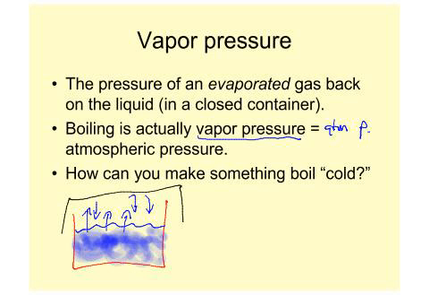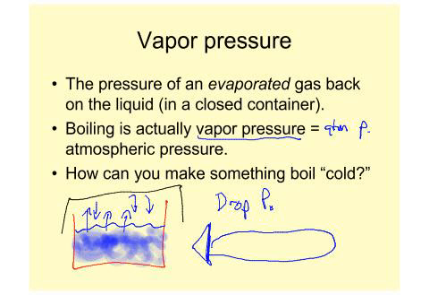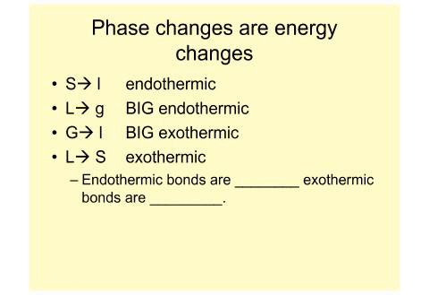How can you make something boil cold? If you just drop the pressure, it will boil and the temperature won't change. So in space movies, if you're on the space shuttle, hope you like my space shuttle. Here's a little window. Got your little pot of water again. And you're going to dump your pot of water out of the space shuttle. What happens is, as soon as you throw the water out, because the pressure in space is 0, the particles will boil right away, which is pretty cool.